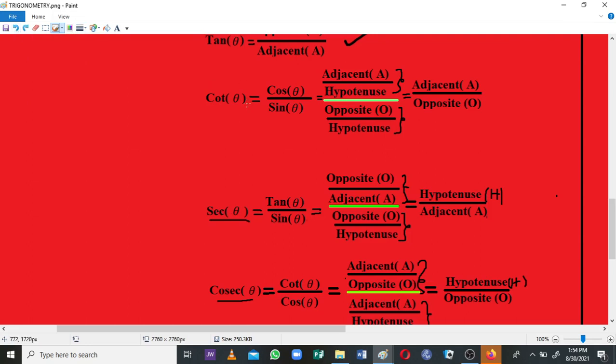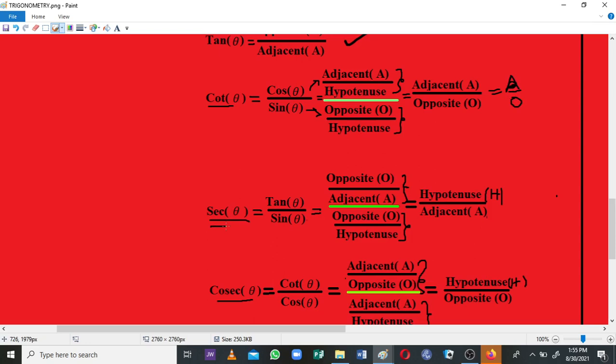So our cotangent ratio is equal to cos over sine. In the previous video we saw that cos is equal to adjacent over hypotenuse and sine is equal to opposite over hypotenuse. So if we divide the ratios for cos and for sine, we get adjacent over opposite as the ratio for cot. So cot is equal to adjacent over opposite.